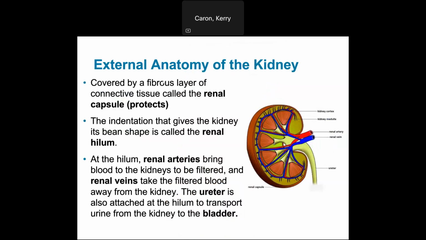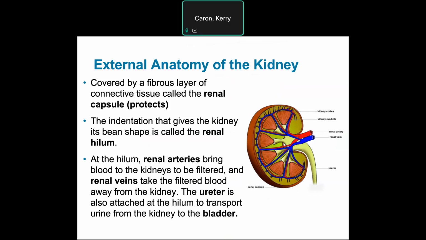So let's talk about the kidneys themselves. The external kidney has a fibrous layer of connective tissue. It's a harder outer layer, and it is called the renal capsule, and that protects the kidney. Okay. There's an indentation in the kidney that gives it its bean shape. So it's round and then it has that kind of indentation. That's called the renal hilum.